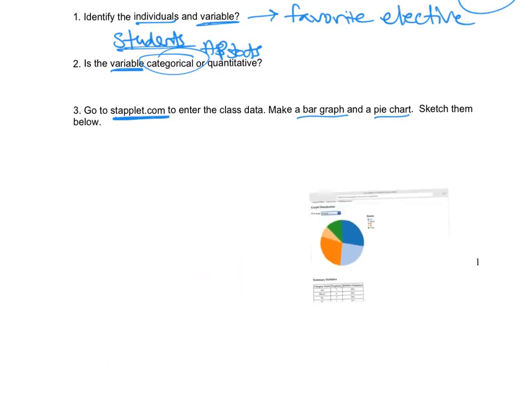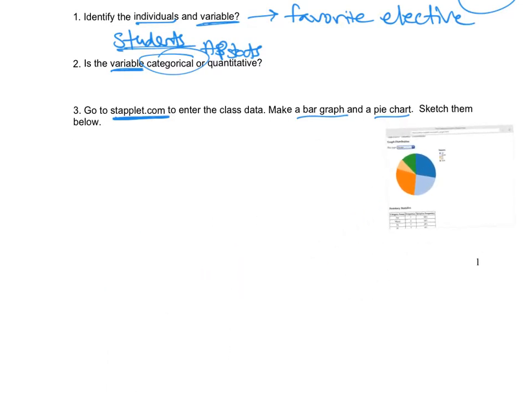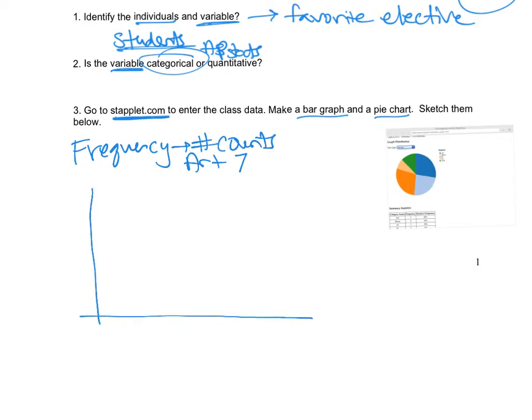Okay, so let me move that over here. Now, a couple things I do want to say, though, about these things is frequency. Remember, frequency is the number of counts. For art, for example, it was 7. So if you were going to draw your bar chart, you need to do some things here. You need to always label, okay? So you want to give the whole thing a title. I would call the entire chart favorite electives. Okay? So that's my title label.